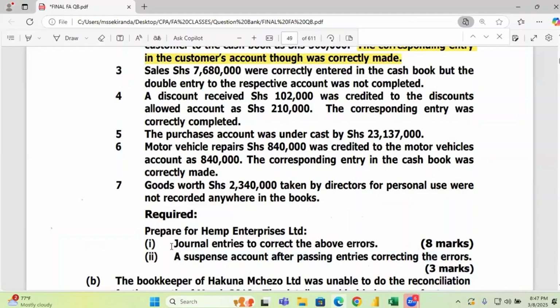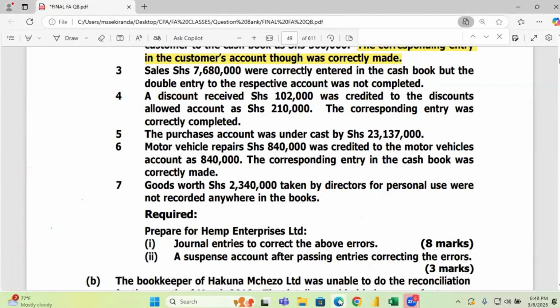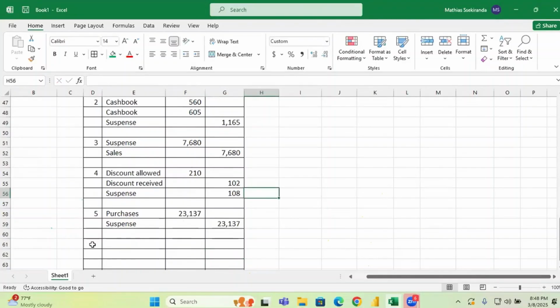Note 5. The purchases account was undercast by 23137. Undercast, overcast errors, I told you don't waste your time. You have to correct that error that was undercast or overcast, and the corresponding account goes to the suspense. So purchases were undercast by 23137. It means purchases took a lower figure. Can you increase the figure? Purchases are increased by debiting. So debit purchases, automatically the credit goes to the what? The suspense. Shouldn't waste time in exams thinking of undercast, overcast errors.